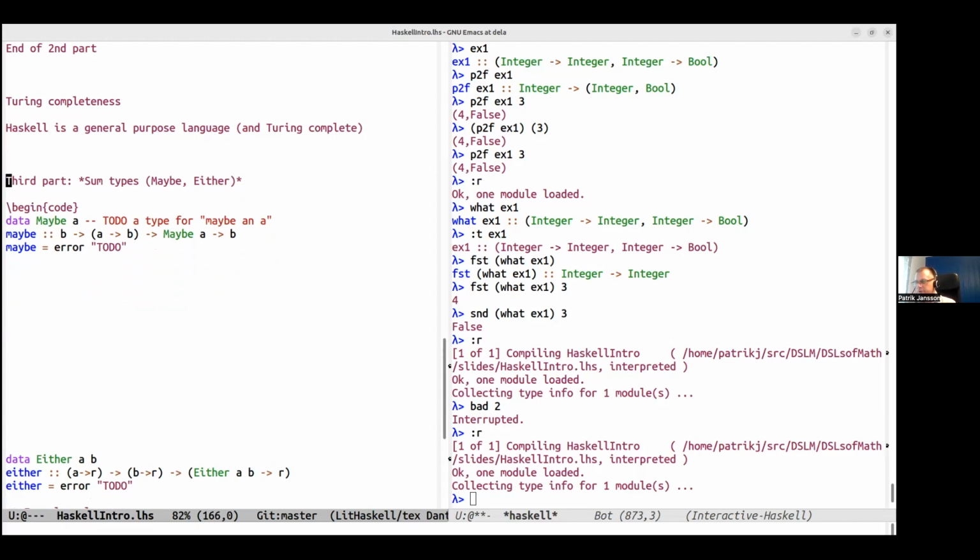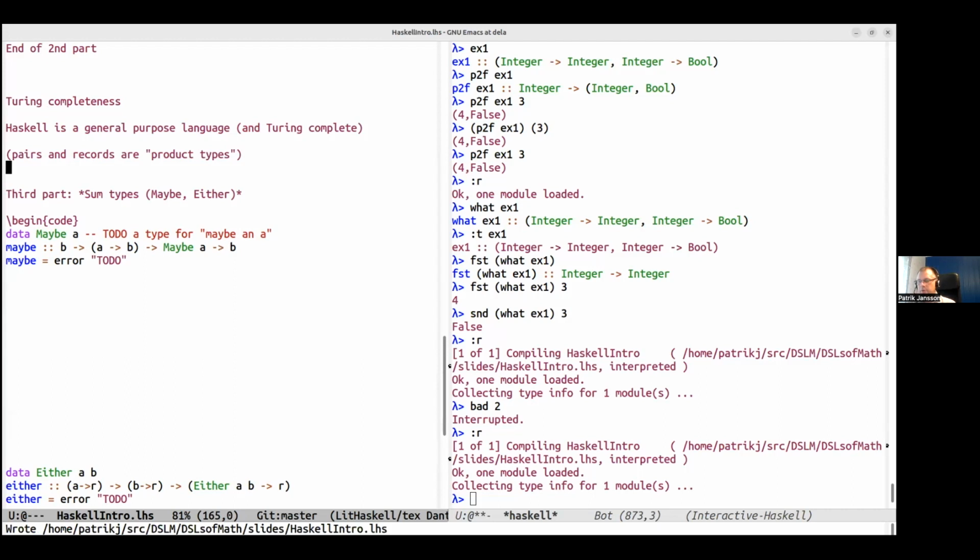Okay, so the third part of this little introduction to Haskell, about polymorphisms and types, is sum types. I was talking about pairs, which are a product type. Basically pairs and records are product types. One way of explaining that is because the number of elements in the Cartesian product is the product of the number of elements in the subsets.